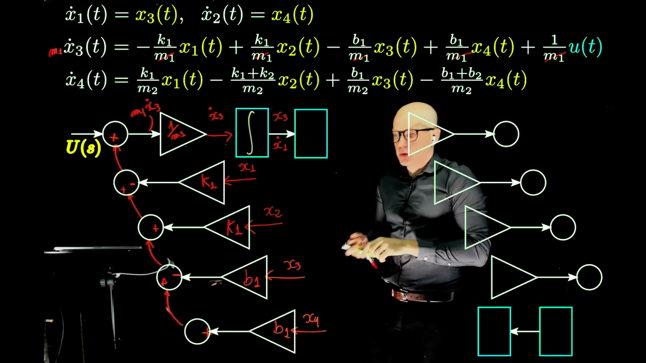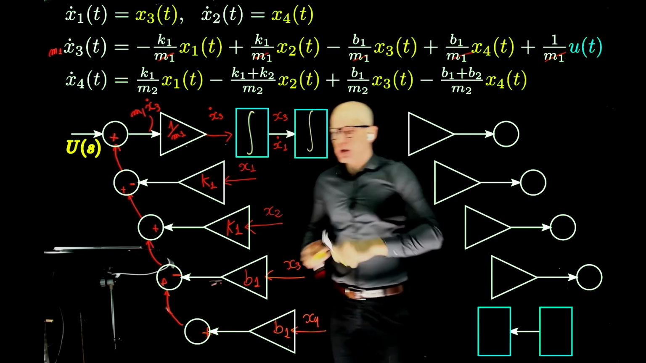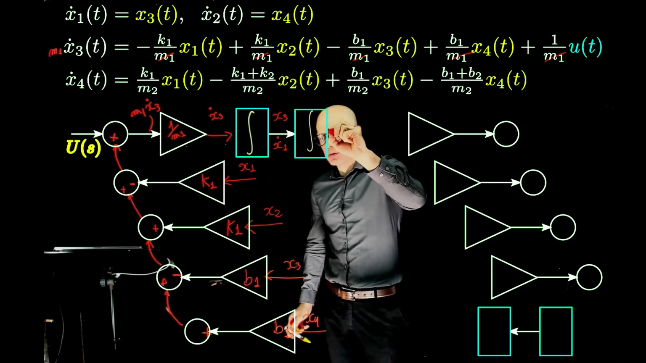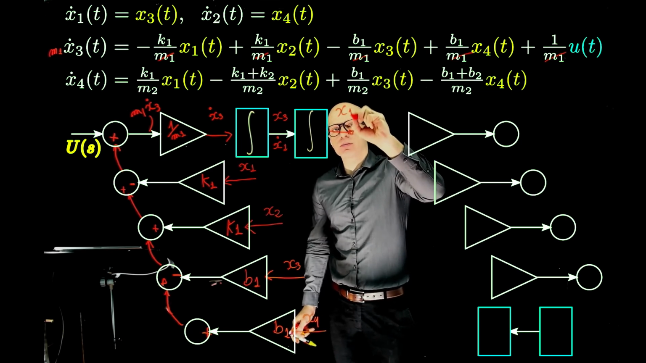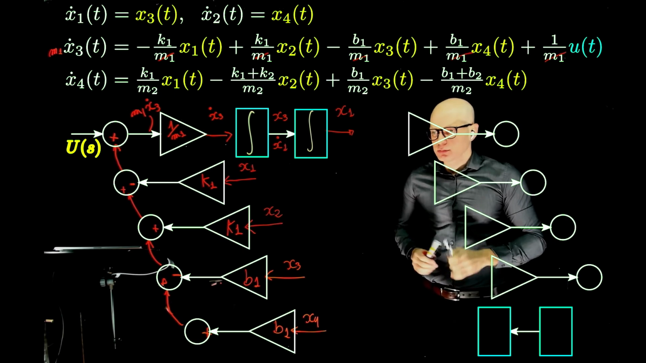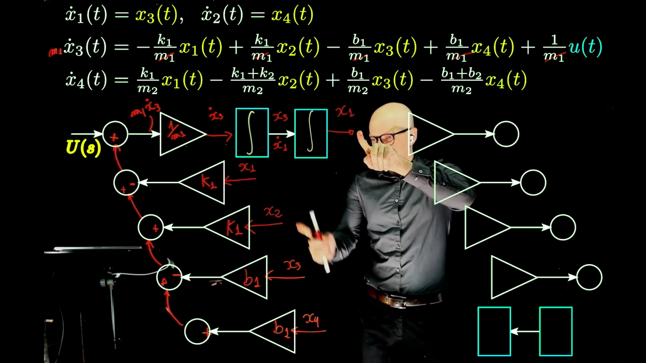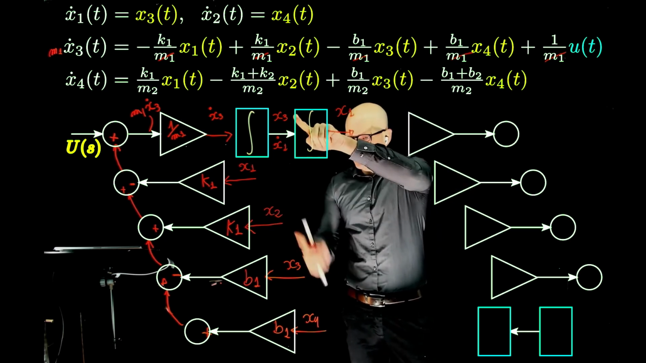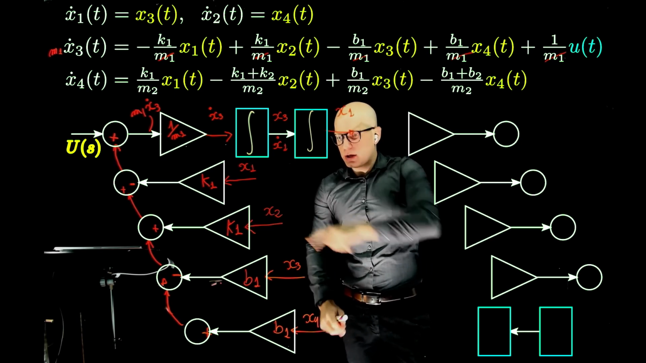So what do we do now? Well, we integrate again. And if we integrate again, we get x1. See, now we have x1. We can connect x1 here. We have x3. We can connect x3 there. But we still don't have x2 nor x4.